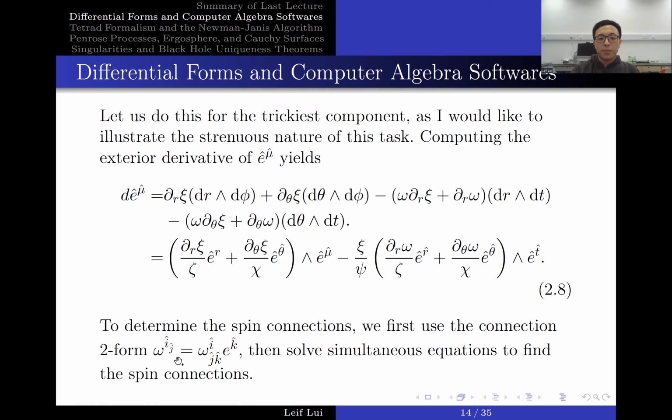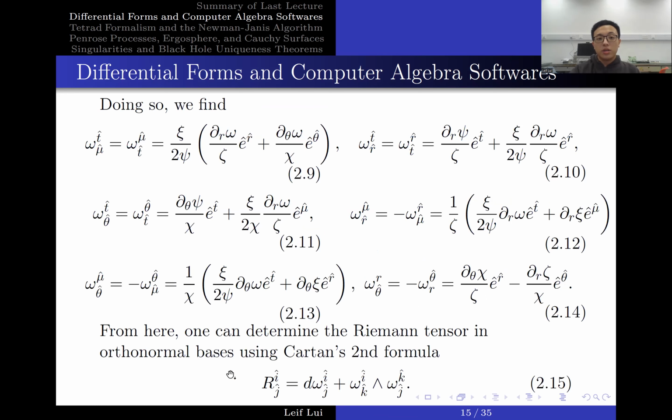This should be lower index, by the way. So then we solve the simultaneous equations for the spin connections, and we obtain 6 non-zero spin connections. And from here, the Riemann tensor in orthonormal bases. To determine this, we need to use Cartan's second formula.